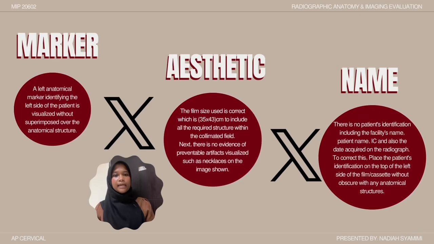There is no patient's identification including the facility's name, patient's name, IC, and also the date acquired on the radiograph. To correct this, place the patient's identification on the top of the left side of the film without obscuring any anatomical structure.